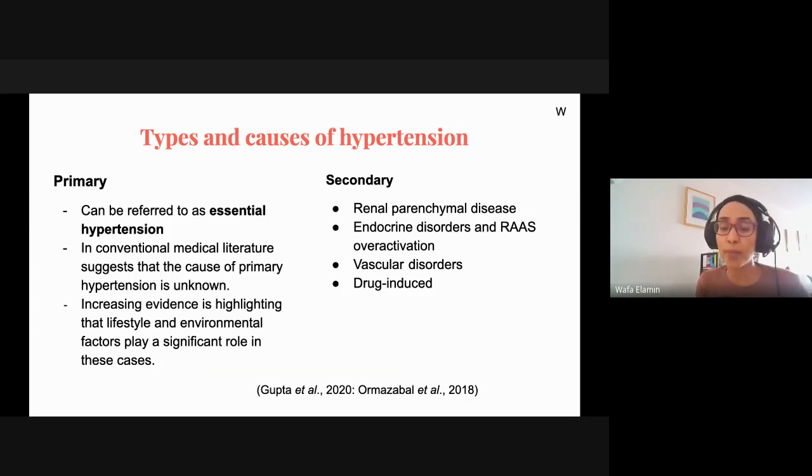In terms of secondary hypertension, that means that there is another organ that is involved, often the kidney, sometimes the endocrine system, or the RAS overactivation system, which we'll talk about in more detail. Vascular disorders can also lead to hypertension, and in some cases it can be drug-induced. So whether it's primary or secondary, hypertension can cause complications in the body, but really knowing if there is an underlying organ cause can be quite significant, because it can mean a slightly different treatment plan for individuals.